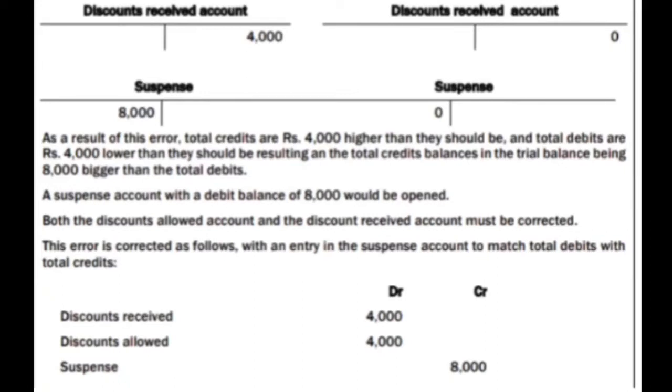Now it cannot be posted into the trial balance like this because it will put the trial balance out of balance by 8,000. Now the entry of suspense account will arise and it shall be credited by 8,000 so that the debit and credit sides shall be equal.